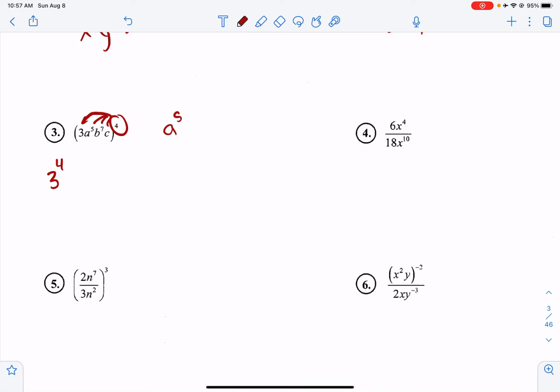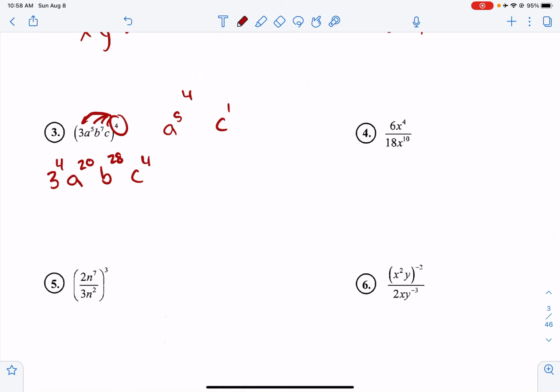Now I am distributing another exponent. And remember up above, if you exponent an exponent, you multiply them. So when I distribute that 4 to the a, it becomes a to the 20th. When I distribute it to the b, I do 4 times 7, which is what, 28? And when I distribute it to the c, even though you don't see an exponent with the c, there's actually a 1 there. And 1 times 4, well, that's just 4. So 3 to the 4th, a to the 20th, b to the 28th, c to the 4th.